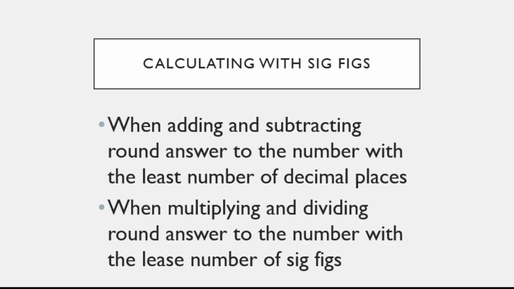Calculations with sig figs. Remember that when you add and subtract, you want to round your answer to the number that has the least number of decimal places. And then when you multiply and divide, you're going to round your answer to the number with the least number of significant figures. Now, those rules are different for addition, subtraction versus multiplication and division. That is purposeful. That's not a typo.